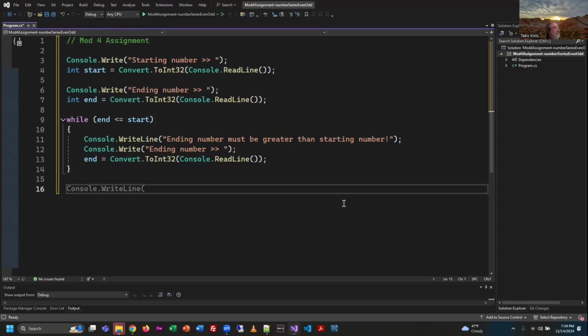Right. All right. So now we have, assuming this works, valid starting and ending numbers. What other stipulation do we have to consider here?